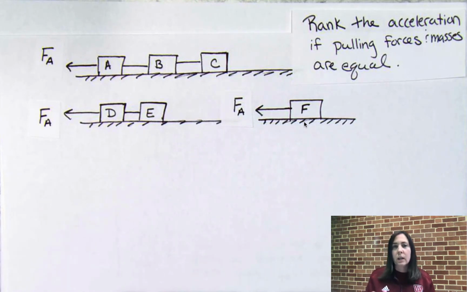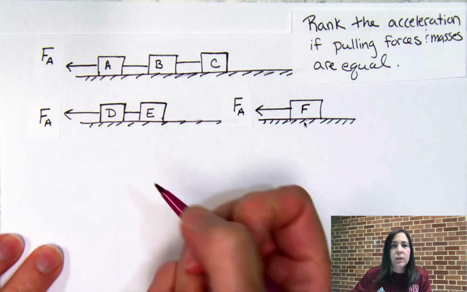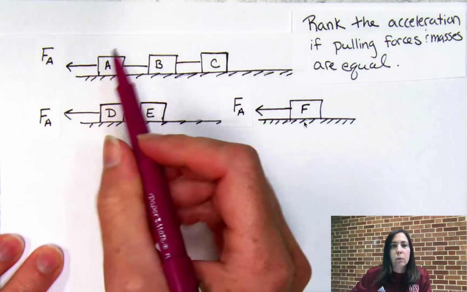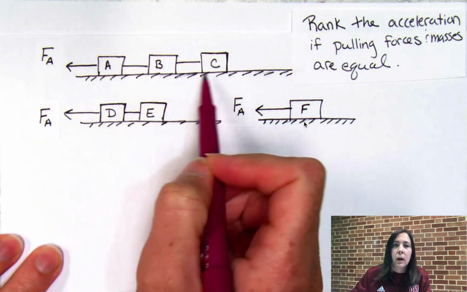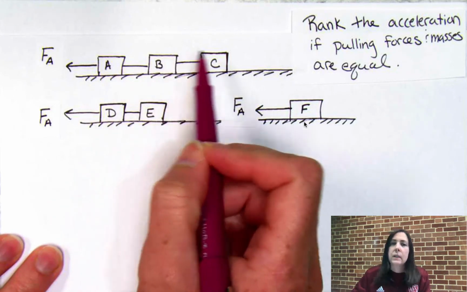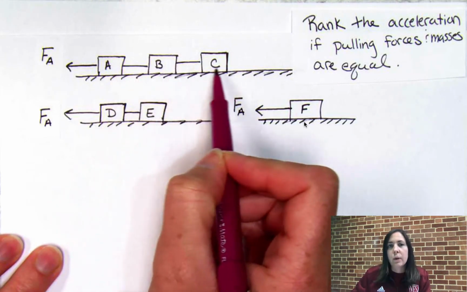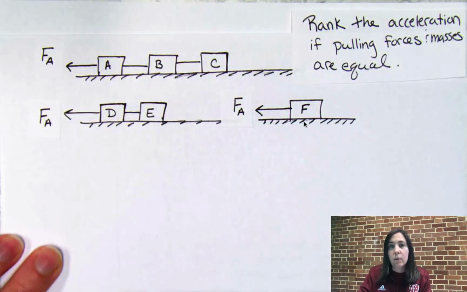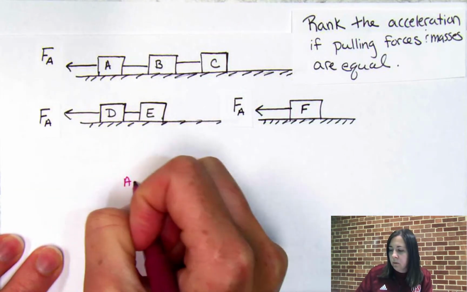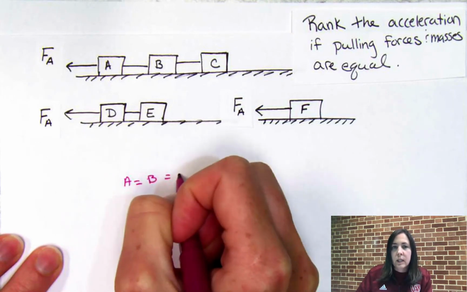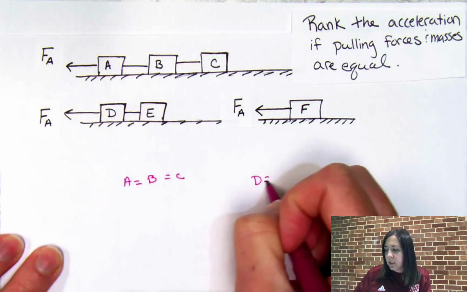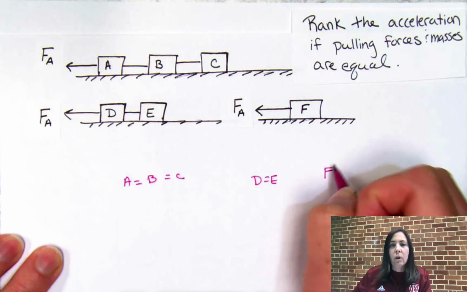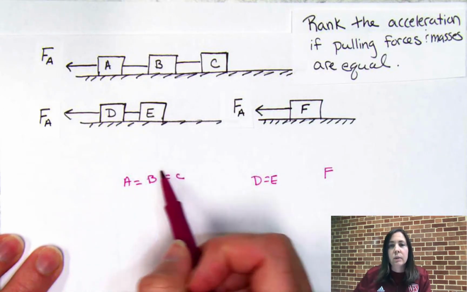So the one thing that probably comes to mind already is that the acceleration of each of these boxes is going to be equal for a single system. Because A is tied to B and B is tied to C, the acceleration of these will be the same, and the acceleration of D and E will be the same, and the acceleration of F will be the same. So A is equal to B, which is equal to C, and then D is equal to E, and F. But how are the accelerations of these related to these?